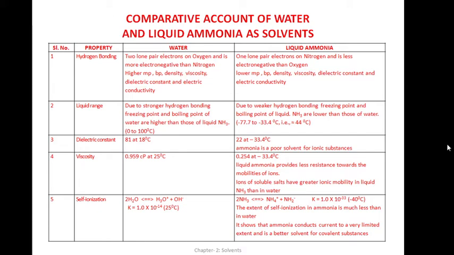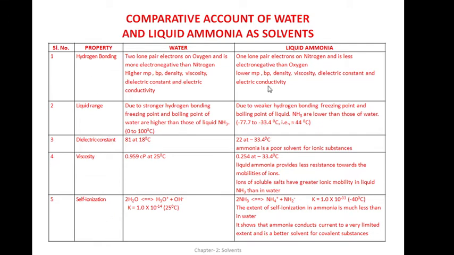So when we compare liquid ammonia and water, let us look at the properties. We have 5 properties named here. The first one is hydrogen bonding. Second one is a liquid range. Third one is a dielectric constant. Fourth one is viscosity. And the last one is self-ionization.